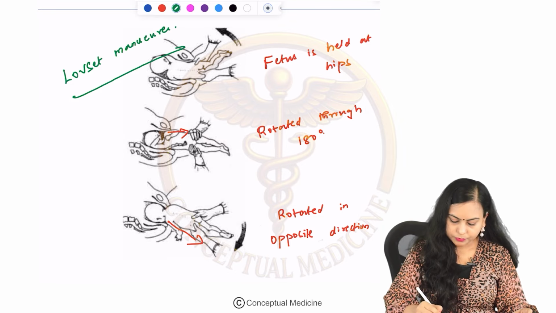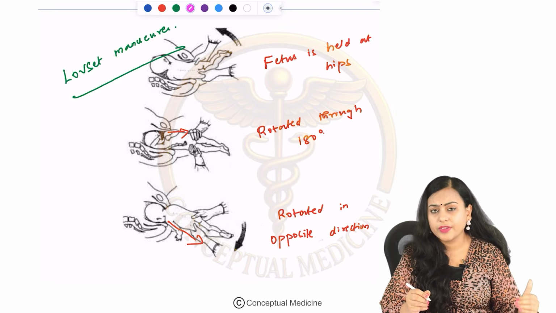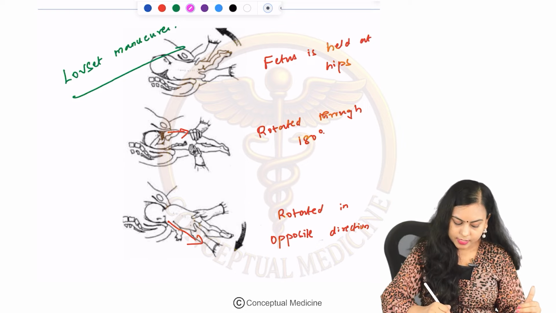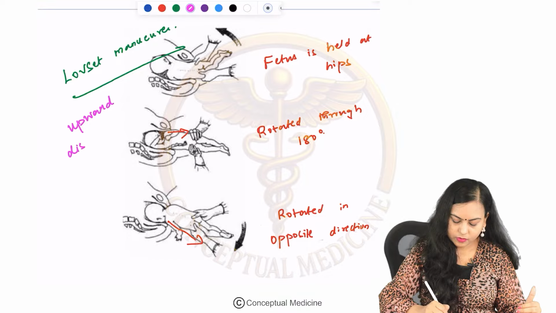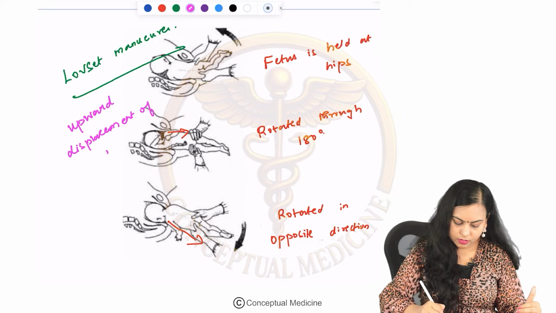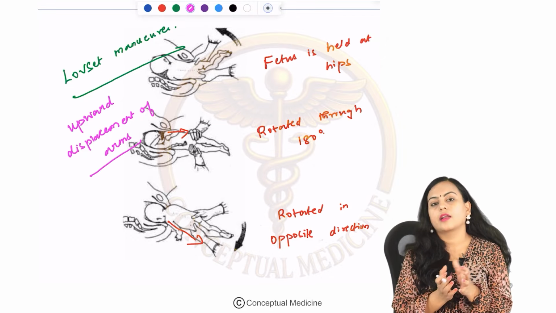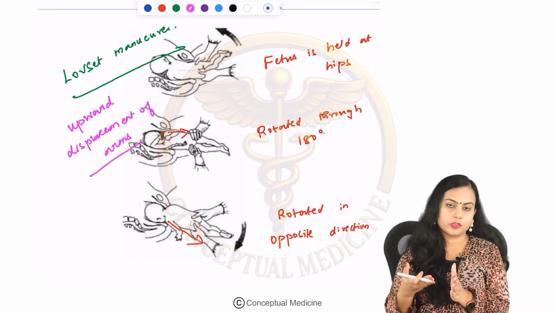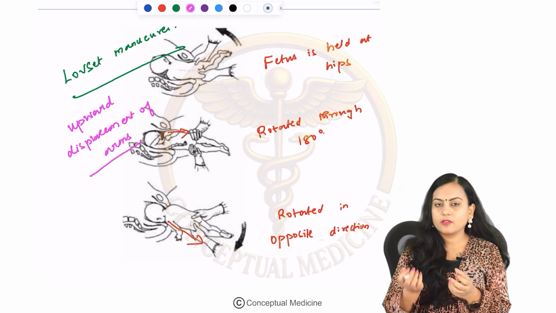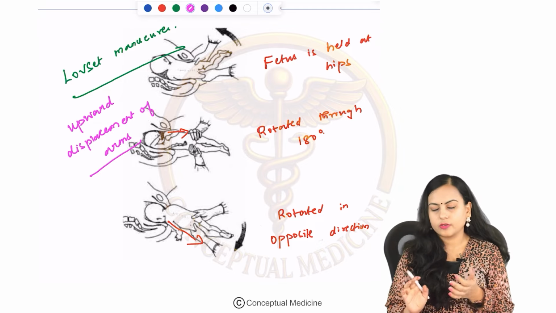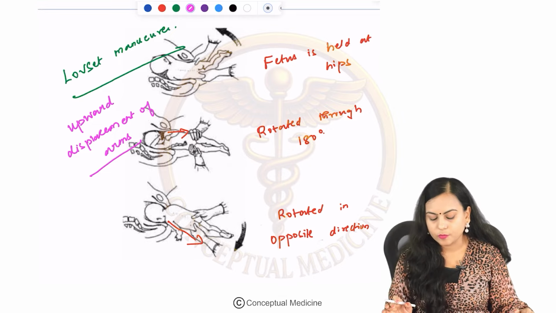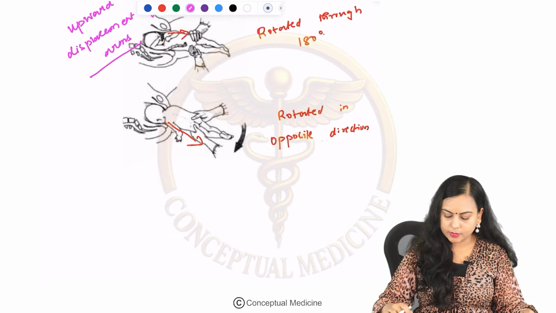Okay, so this is used when the baby has upward displacement of arms. Okay, so first we will be rotating the baby around 180 degrees and we will be delivering the posterior shoulder and arms, and again it will be rotated in the opposite direction and we will be delivering the anterior shoulder and arms. Okay, so this is Løvset's maneuver.